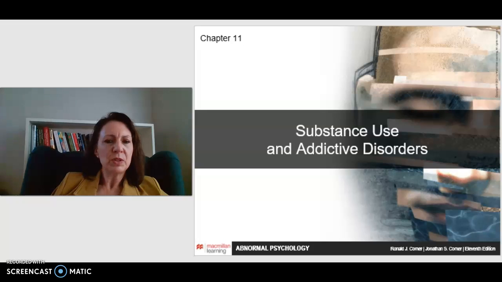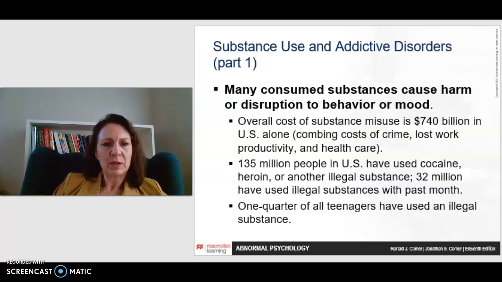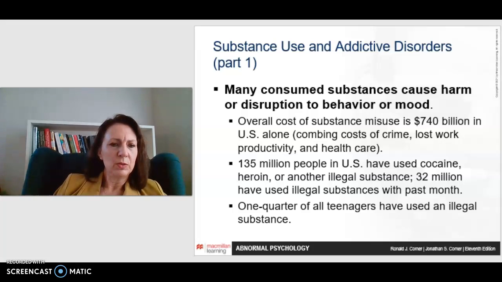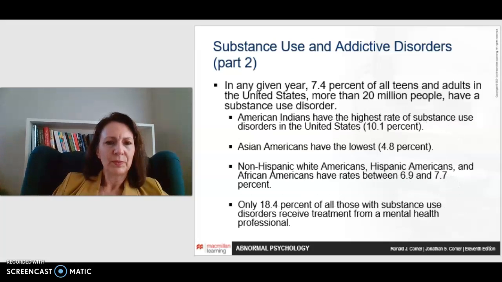We're talking about substance use and addictive disorders in this chapter, and we're going to cover a variety of substances that cause disruption to behavior or mood for human beings. The overall cost of substance misuse in our country is $740 billion, and 135 million have used cocaine, heroin, or another illegal substance. In the past month alone, 32 million have used illegal substances, and a quarter of all teenagers have already used an illegal substance in our country.